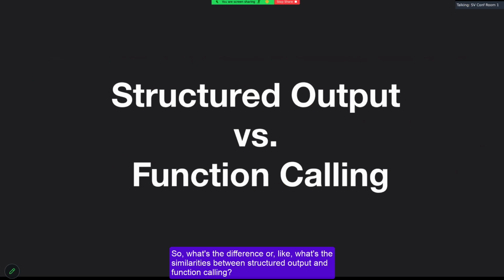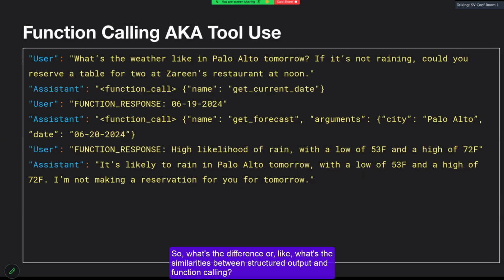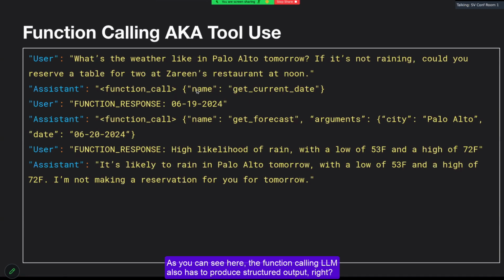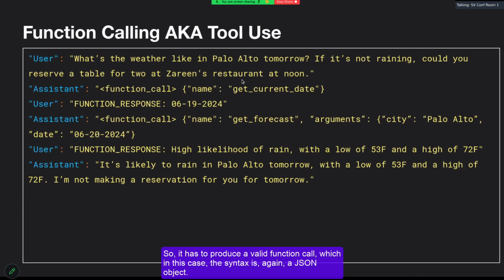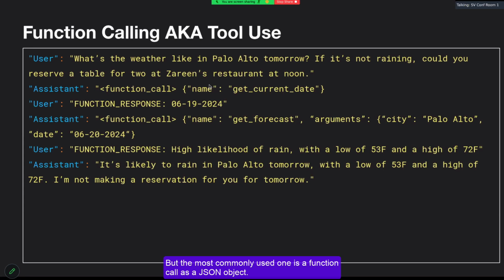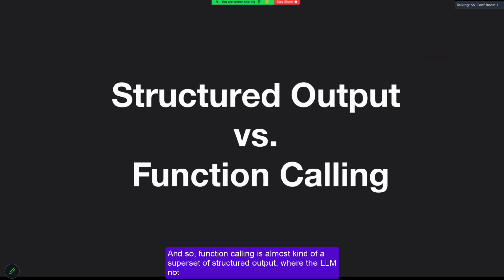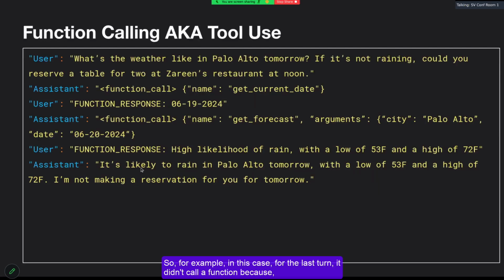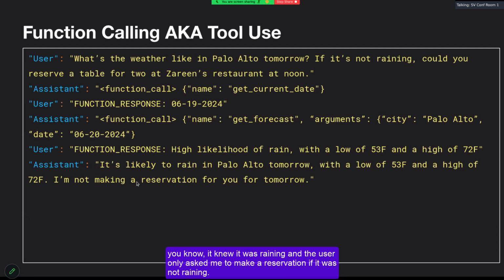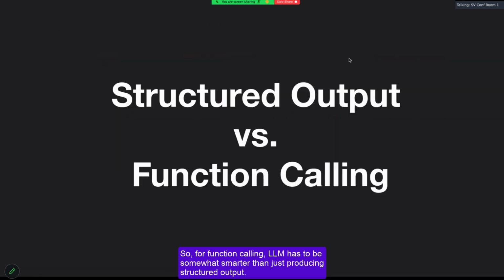So what are the similarities between structured output and function calling? As you can see here, the function calling LLM also has to produce structured output, right? It has to produce a valid function call, which in this case, the syntax is again a JSON object. It can be different for different LLMs, but the most commonly used one is a function call as a JSON object. And so function calling is almost a superset of structured output, where the LLM not only has to produce structured output, but basically has to determine when to produce that structured output. For example, in this case, for the last turn, it didn't call a function because it knew it was raining, and the user only asked me to make a reservation if it was not raining. So for function calling, the LLM has to be somewhat smarter than just producing structured output.